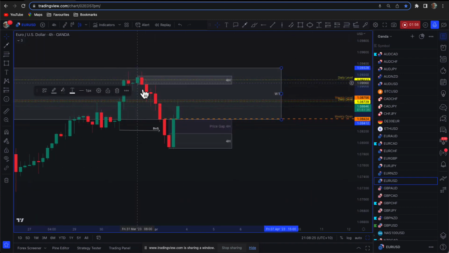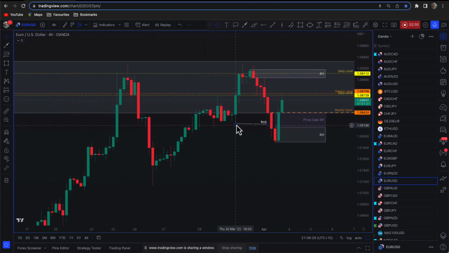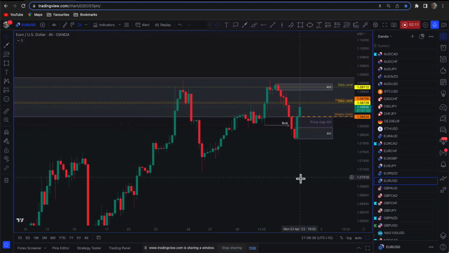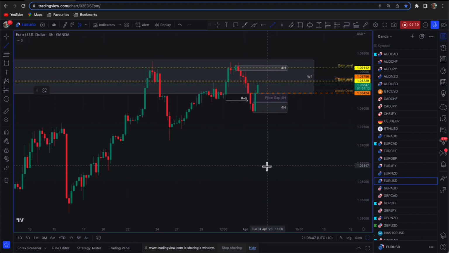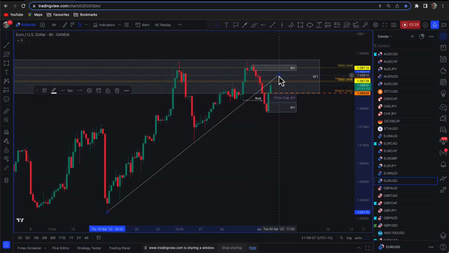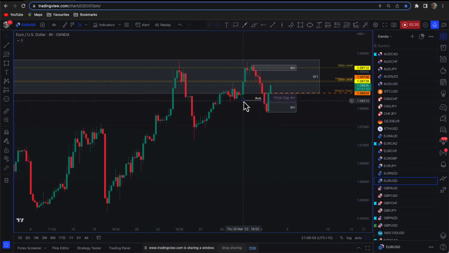Okay, so we're messing around in here at the moment through this range. But what's interesting is this 4-hour break of structure, bearish break of structure here, and then the retrace. So my question is, do we see this pull back? So if we pull a line through here, for those of you into the diagonals, right? But this is important here.